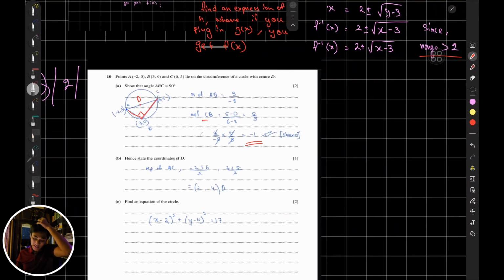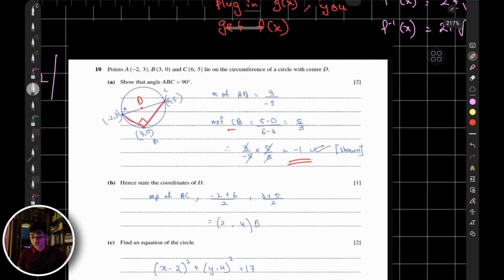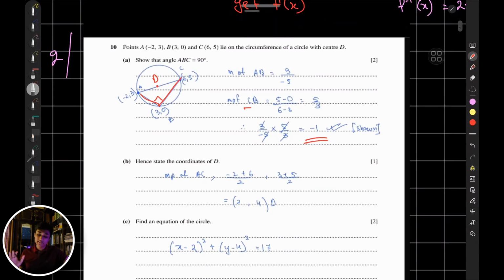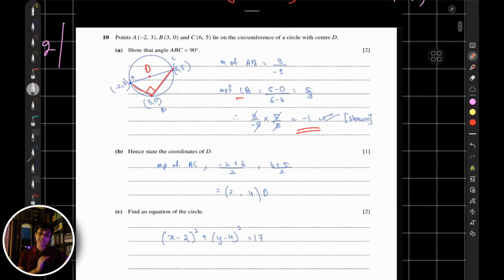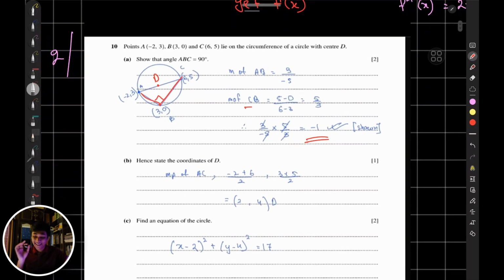Hence, state the coordinates of D. They want the coordinate of the center. Simple. You already know that ABC is a right angle triangle. Therefore, AC definitely is the diameter, because you will never get a right angle triangle inside the circle without one of its sides being the diameter. You cannot have that, right? So we know AC is the diameter. If AC is the diameter, the midpoint of AC is going to be your center.